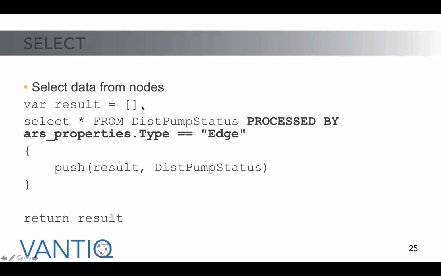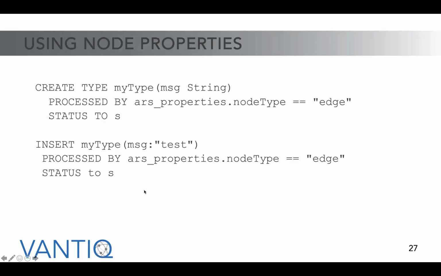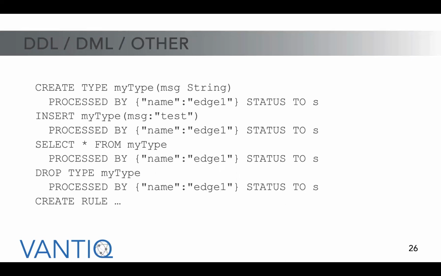Select data from the nodes. So this is one of the properties. As I said, you can create types. You can insert information into types, select, drop, like delete a type. And you can create rules. So even if you have an architecture that today doesn't have the type, you can go ahead and create a type or check if the type exists. If it doesn't exist, then you create it, and then you insert the information in the type.